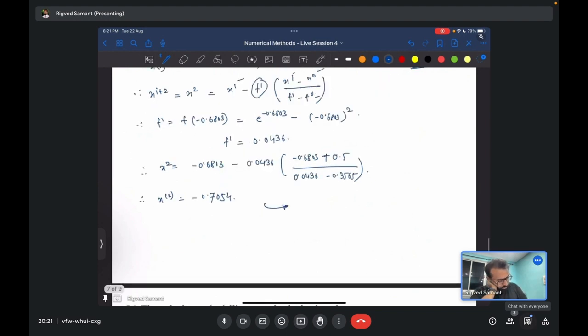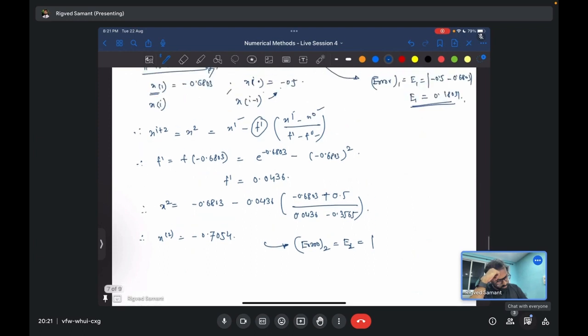Similarly, error 2 or E2 would be x1 minus x0, yes, x1 minus x2. 0.251. So we are considering absolute error only, okay?